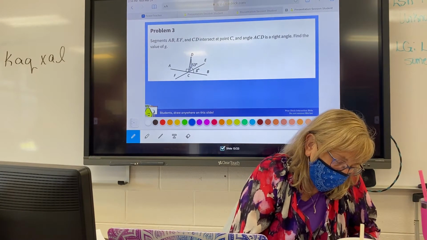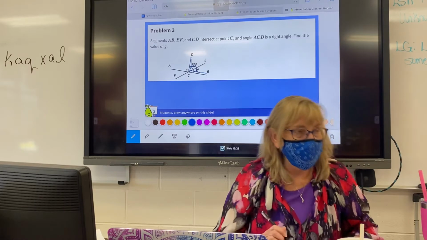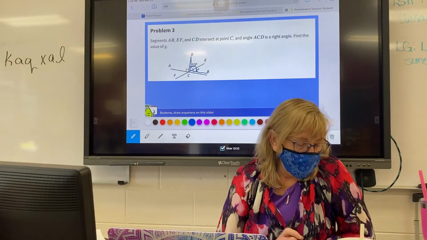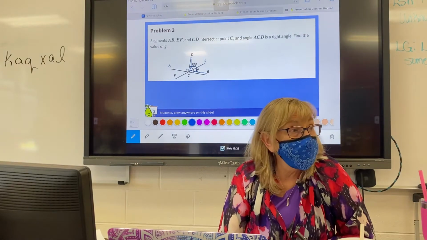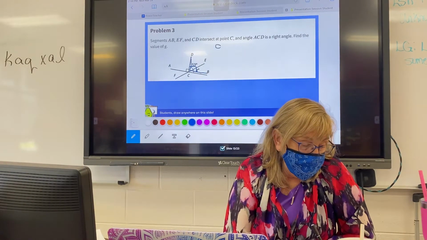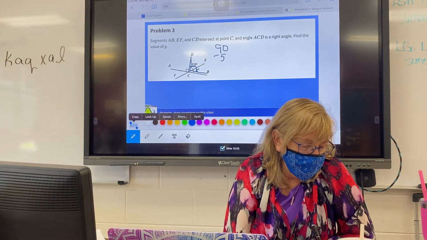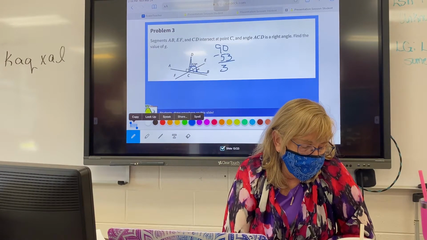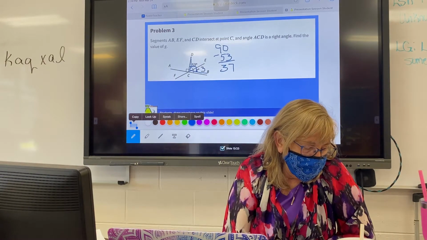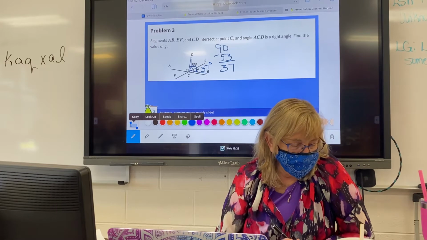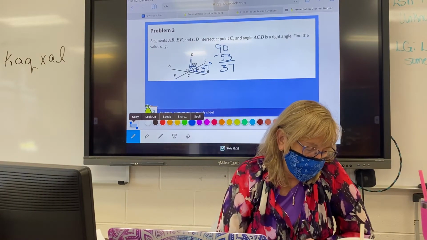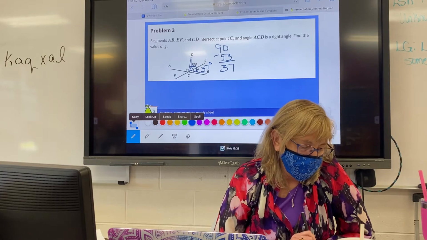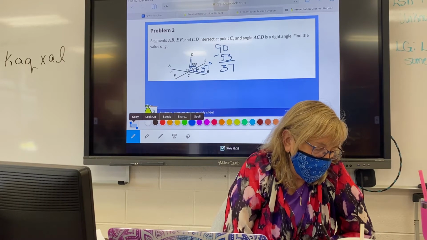This right here is another right angle, right? So if we know one piece is 53, we can easily find the G, right? 90 minus 53 gives us 37. So this is 37 degrees. All right. What is angle F? Isn't it 37 as well? Why is it 37 degrees?